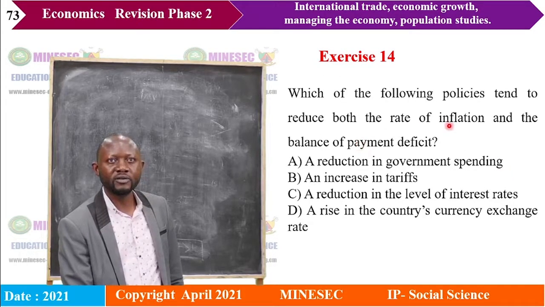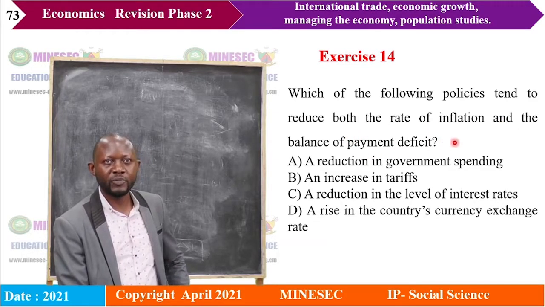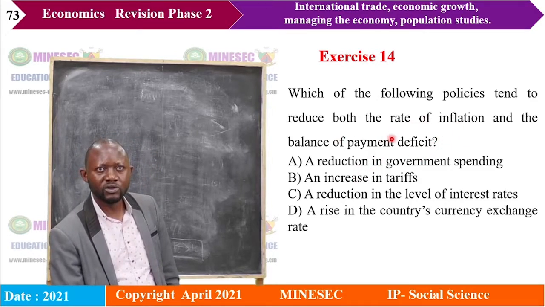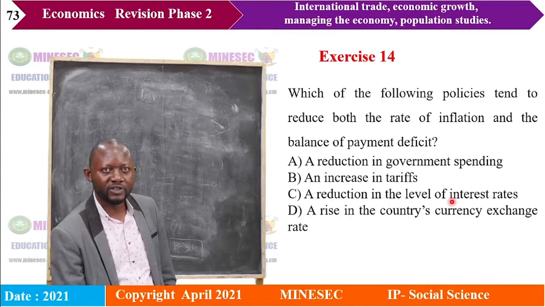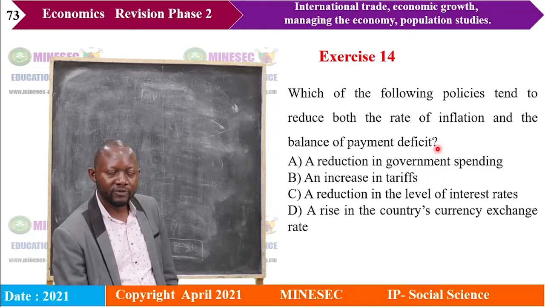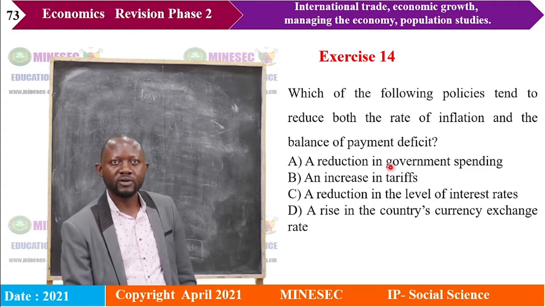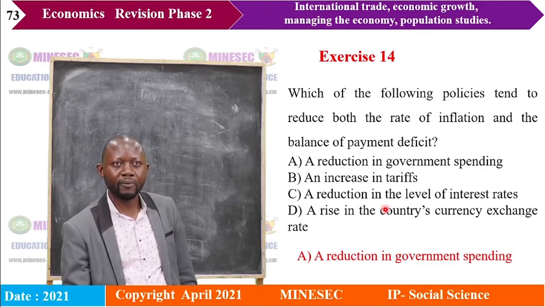Which of the following policies tend to reduce both the rate of inflation and the balance of payment deficit? We have a reduction in government spending, an increase in tariffs, a reduction in the level of interest rates, a rise in the country's currency exchange rate. We're going to see that the reduction in government spending here is going to reduce inflation, because it reduces aggregate demand. At the same time, it's going to reduce importation. So that's the correct answer, A.